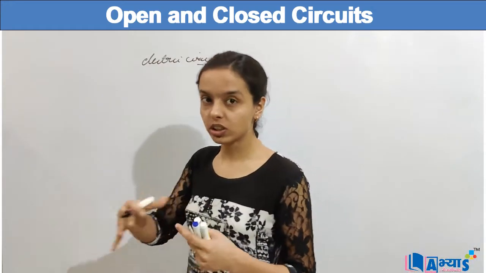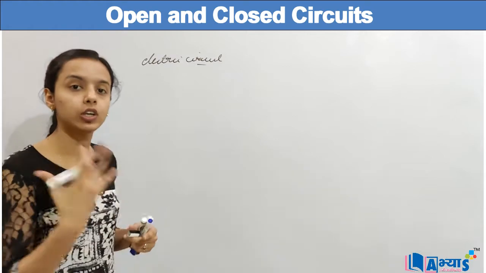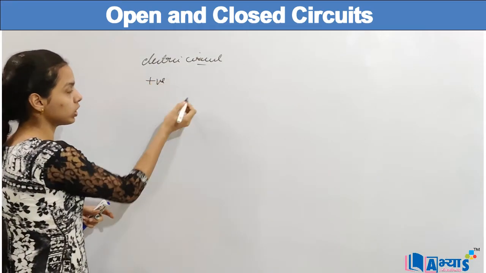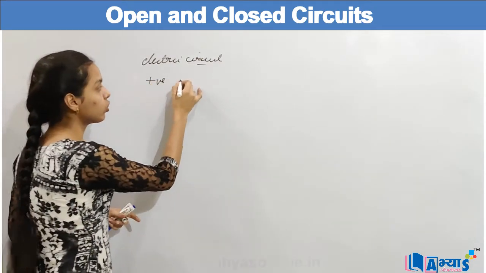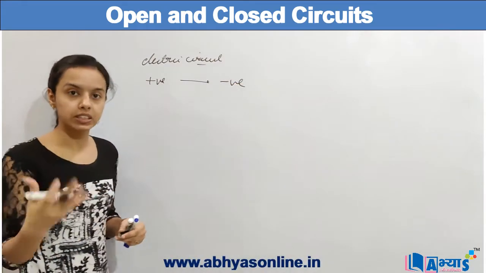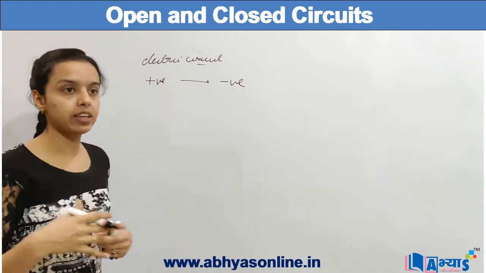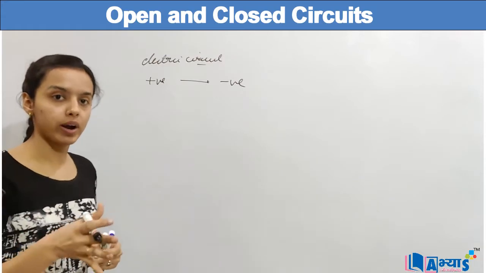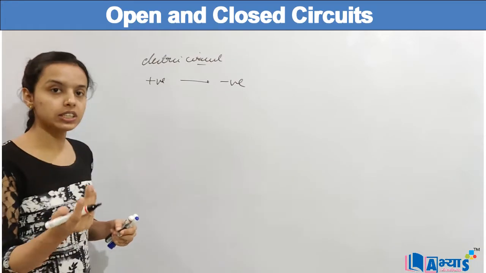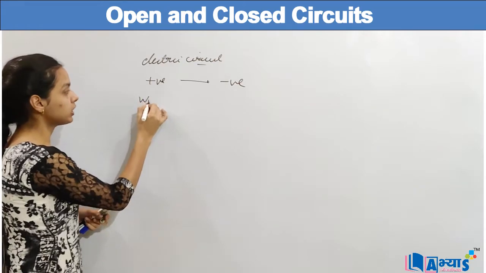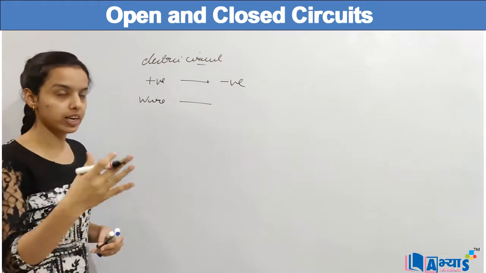Now when the electric current passes through the electric circuit, it always starts from the positive terminal of the cell and goes to the negative terminal of the cell. Now I will explain the basic components that will be required in the electric circuit. The first is the connecting wire. A wire is always drawn with the help of straight lines.